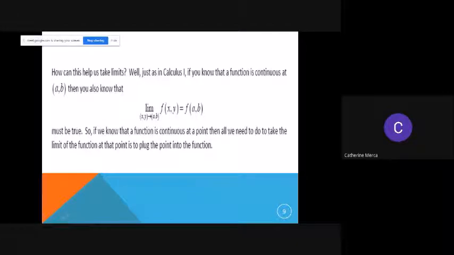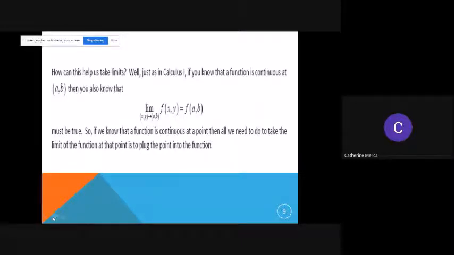The limit of f of x, y as (x, y) approaches (a, b) is equal to f of (a, b). So this is what was said earlier. If we know that the function is continuous at a point, then all we need to do is take the limit of the function at that point and plug the point into the function. If you remember before, if it's continuous, you can directly plug in, and then we can immediately say that the limit of the function exists.